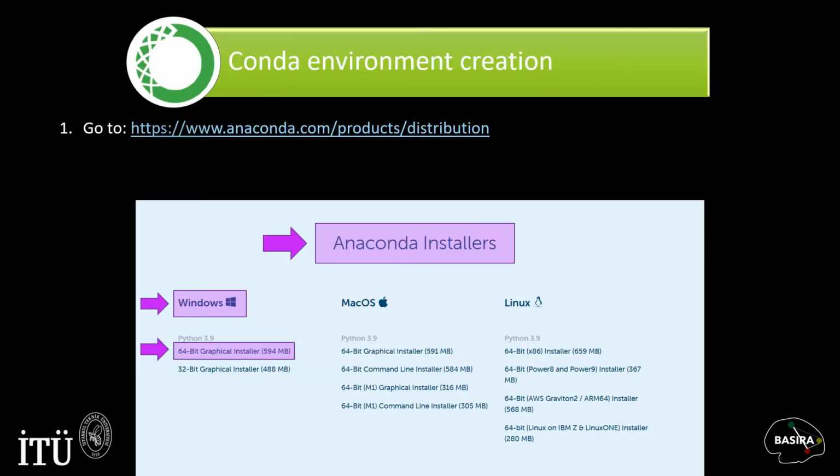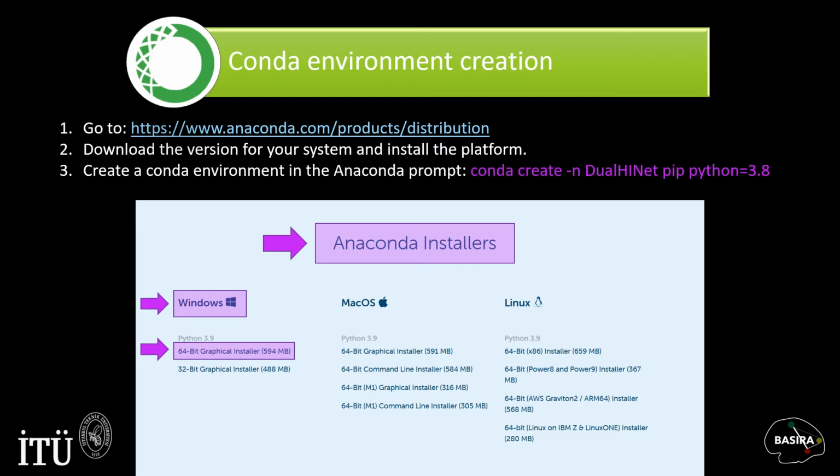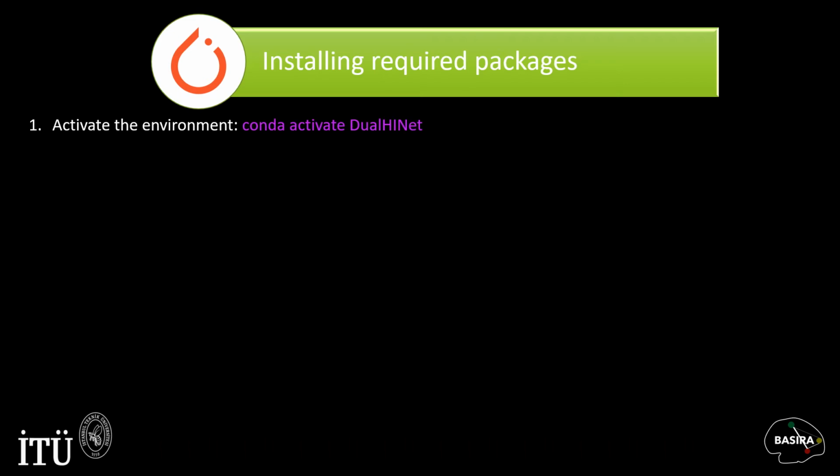You can download Anaconda from the following website. Download the latest Python 3 version for your system. For our project, I've used Python 3.8 for 64-bit Windows. The graphical installer will walk you through the process. After the installation is done, from the Anaconda prompt, create a Conda environment by typing the following command. Use the conda activate Dual-HINet command to activate your environment before installing any dependencies.